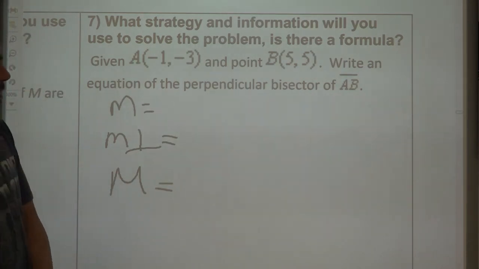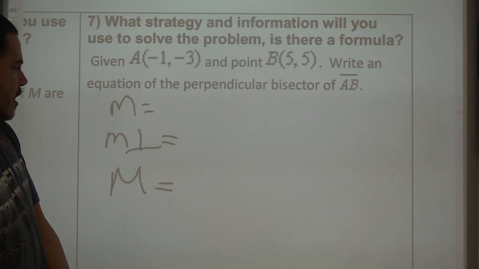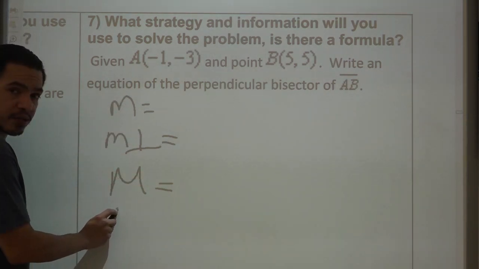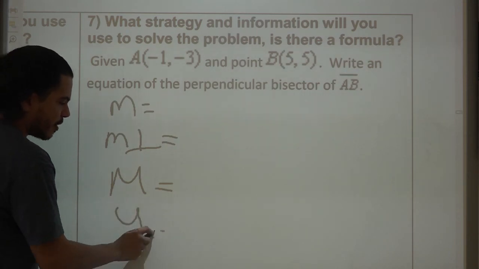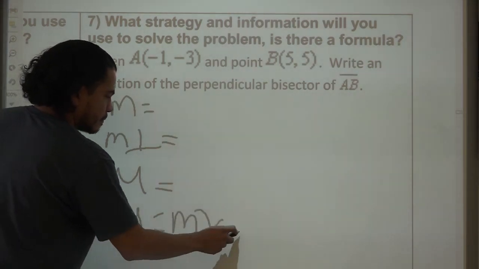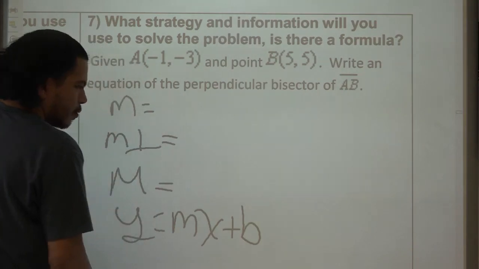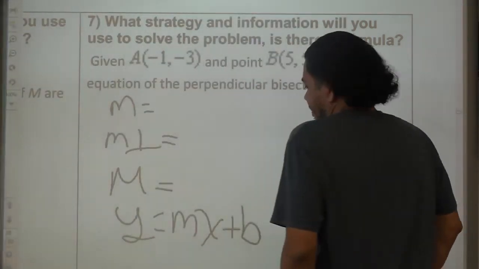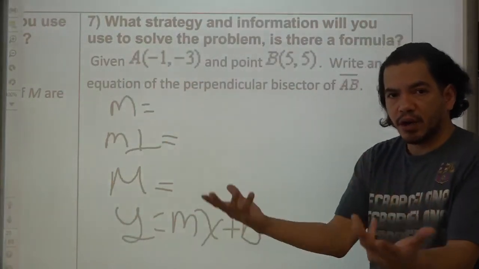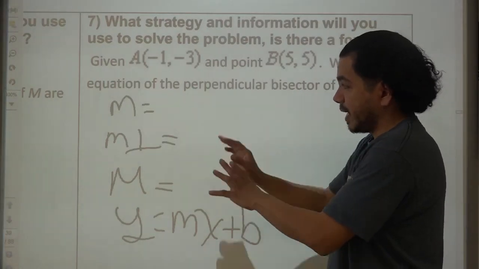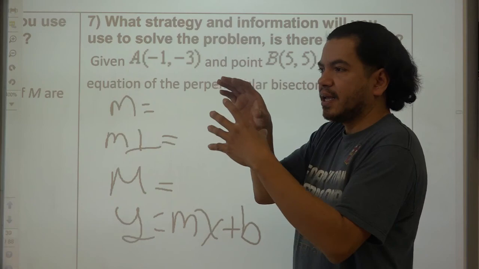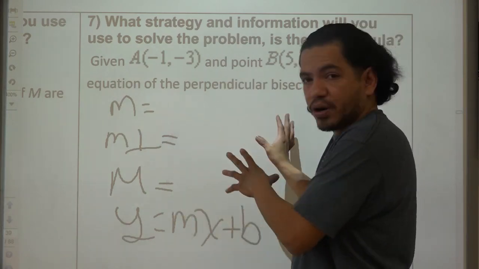So I need midpoint. What else do I need? Well, once you have the slopes and the midpoint, you need to summon your favorite friend, y equals mx plus b. Okay, so let's get to work on that. Please make sure you write this down, take notes somewhere else, and then when you have allocated how much space you're going to use, you can put it in your packet.